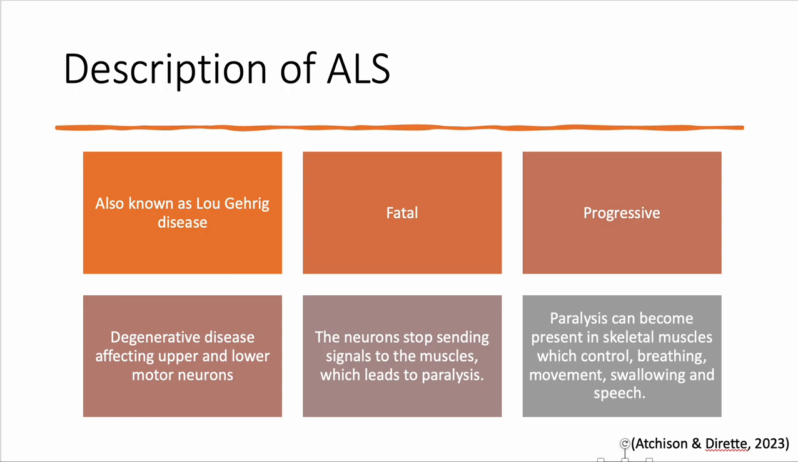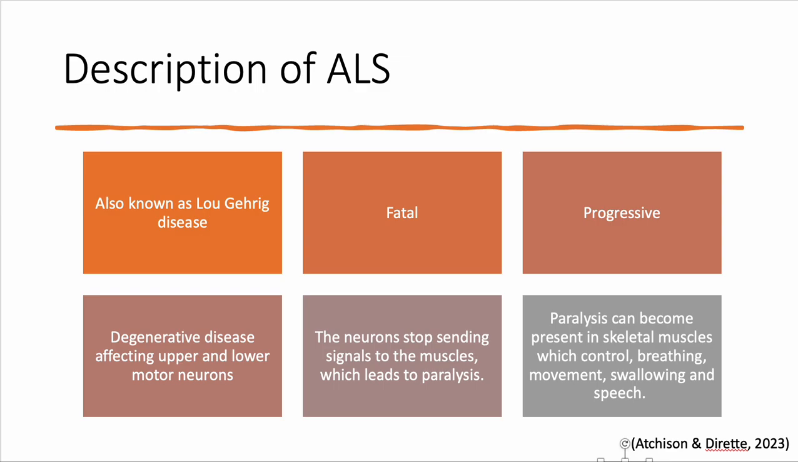Description of ALS. ALS is also known as Lou Gehrig's disease. It is fatal and progressive, but in the early stages, ALS is difficult to diagnose because symptoms may be similar to other neuromuscular disorders. It is a degenerative disease affecting upper and lower motor neurons, and degeneration is also found in the corpus callosum, extramotor cerebral regions, and the prefrontal lobes.